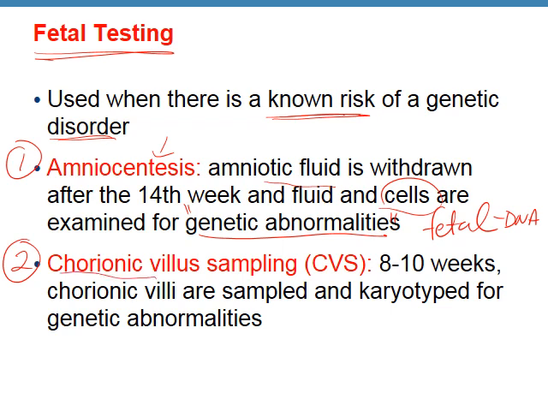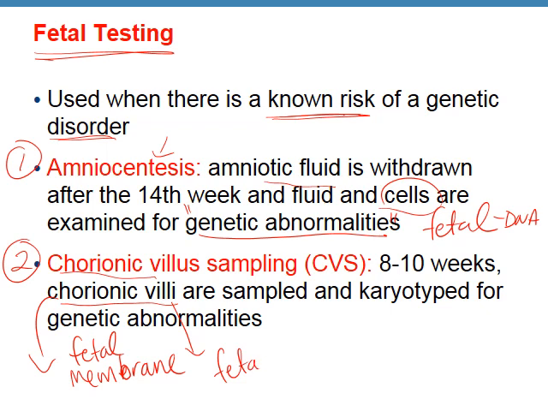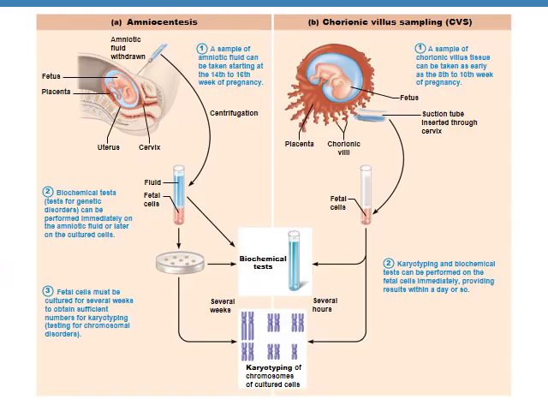The second is the chorionic villi sampling. So remember, chorionic villi were made from fetal membrane. So this is going to have, again, fetal DNA. So we can pull a sample of chorionic villi and we can karyotype it. This one's a little bit more risky because you're actually removing, remember, the chorionic villi are laying in the pools of mom's blood. So this is a little bit more risky.